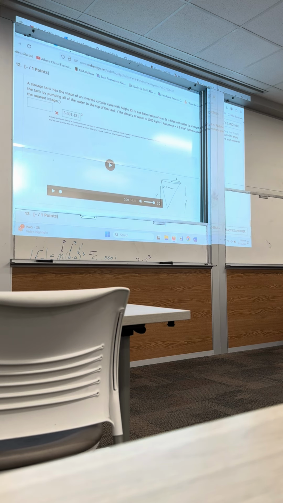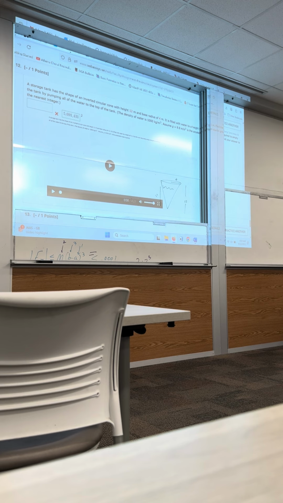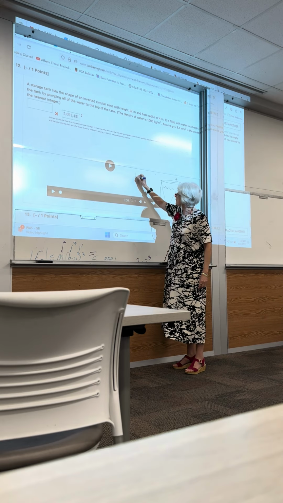Density of water is 1,000, yeah. Okay, this came from the book. That's why it says the density of water is 1,000 kilograms per meter cubed, but g is 9.8 meters per second squared. So the density on the test is 9,800 newtons per meter cubed. I'm going to empty the tank, pump to the top. Okay.